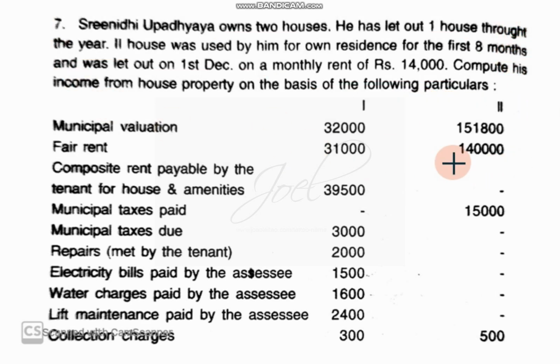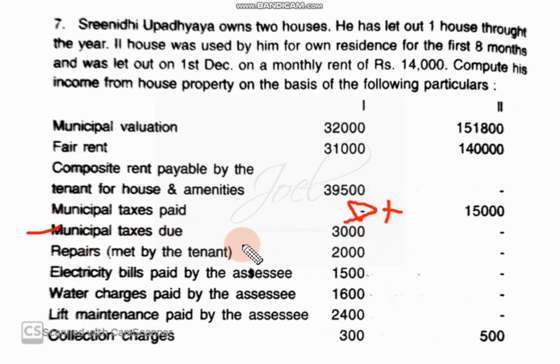Now two houses are there. Separately information is given for house 1 and house 2. Municipal valuation is there, fair rent value is there, standard rent is not given. Composite rent is there. So when composite rent is there, whatever expenses are included in that are supposed to be deducted. Municipal tax paid is not given for the first house. When it is paid is not given, in that case we are not deducting it.